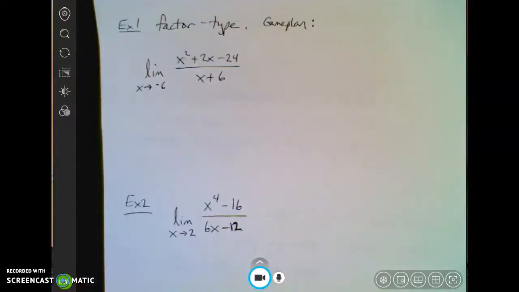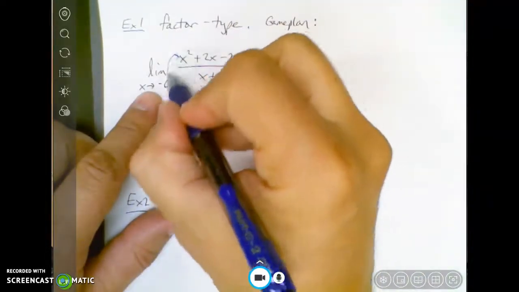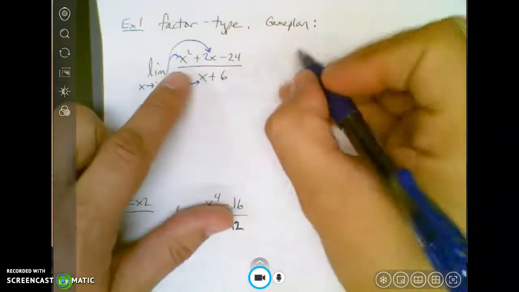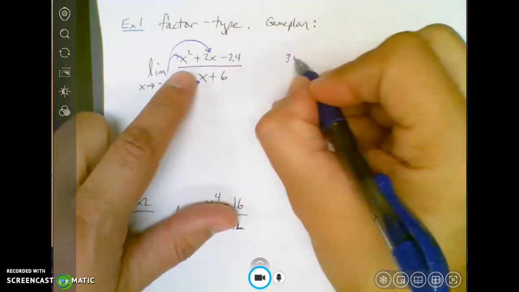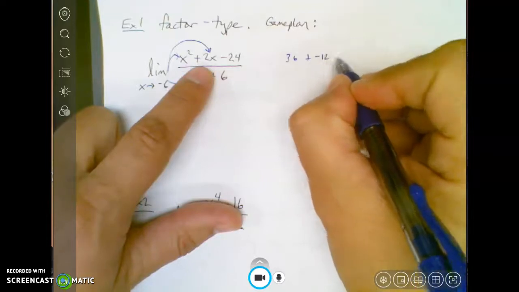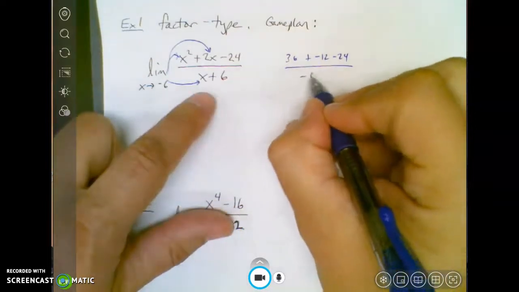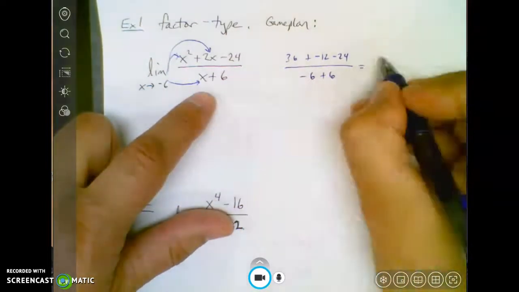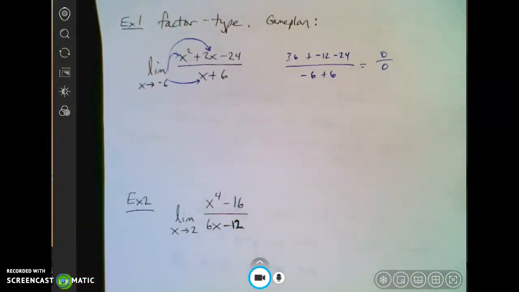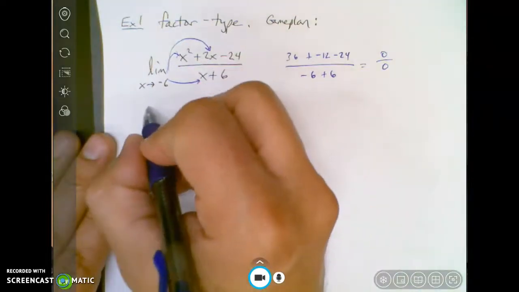All right, so here's an example. If I take a -6 and I plug it in here and here and here, let's see what happens, because that's what I should try first. -6 squared is 36, right? 2 times -6 is -12. Then I have minus 24 up top. And on the bottom I have -6 plus 6. So I get 0 over 0. That's one of those cases where I don't have an answer yet. It's indeterminate. So I got to do some more work.